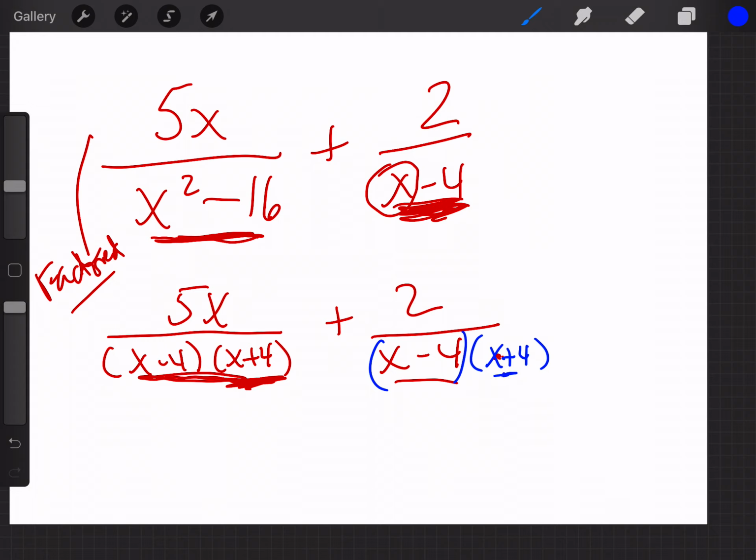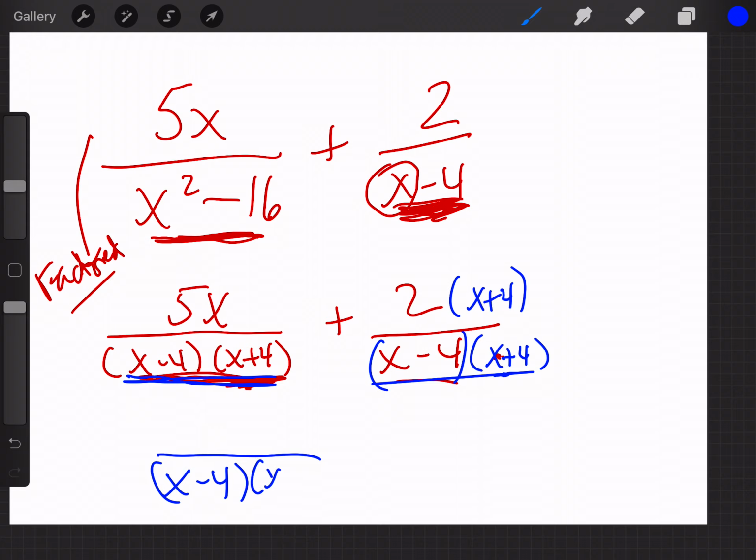And then remember, whatever I put on the bottom, I need to put it on the top. Why is that? Because like I told y'all before, technically that means you can mark that out. That's like a 1. And so you're really multiplying by 1, which doesn't change the value. It just changes the look, okay? So now if you go back, these denominators are exactly the same. So that means we're going to work with my common denominator, which is x minus 4 and x plus 4. And now we're going to work with the top.